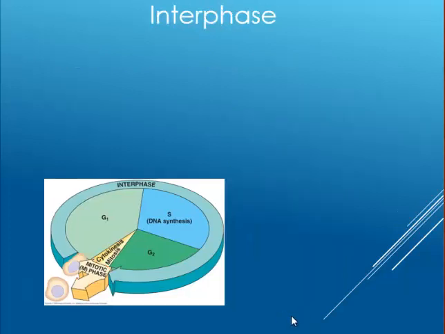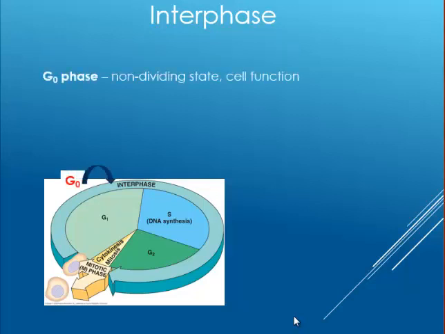Now, if we look closer within interphase, we'll see that there are a series of subphases. First is the G1 phase, which occurs right after cell division. The G1 phase is a growth phase that allows the cell to grow into its new functional form. Now, the G1 phase may stop at some point and stop the dividing state. At this point, we reach what's called the G0 phase.